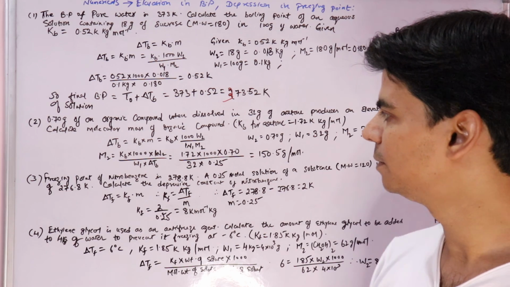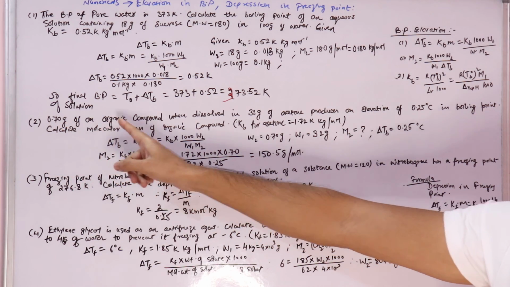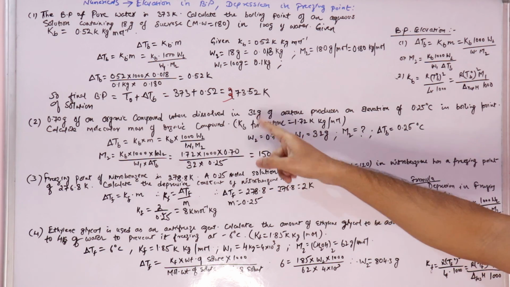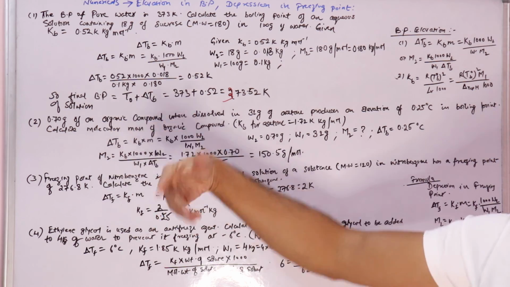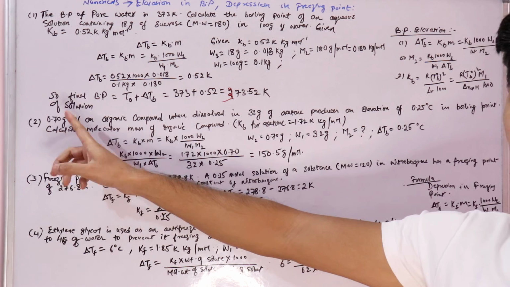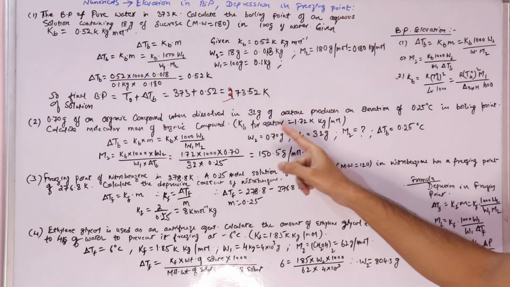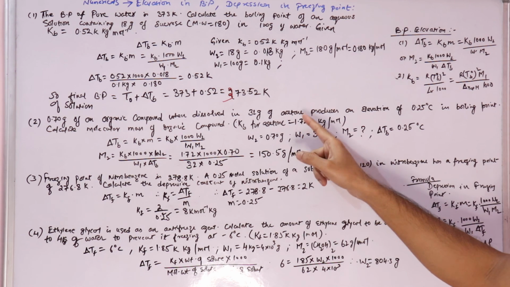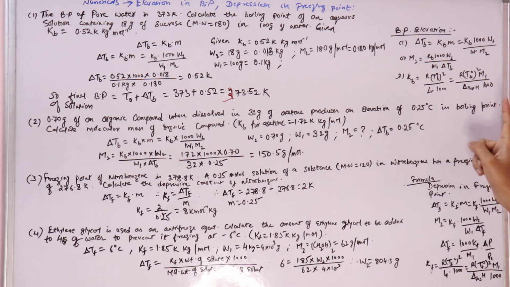Now let's see the second numerical. 0.70 gram of organic compound when dissolved in 32 gram of acetone. Acetone is the solvent. Here this organic compound is the solute. So 0.70 gram of solute, that is W2, is dissolved in 32 gram of solvent acetone, and produces an elevation of 0.25 in boiling point. Calculate the molecular mass of the organic compound.